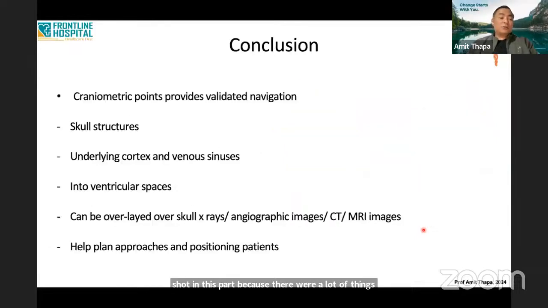So to conclude, craniometric points provide validated navigation using the skull structures to the underlying cortices, venous sinuses, and the ventricular spaces. And these are very easily overlaid over skull X-rays, angiography images, CT, and MRIs. So nowadays we can even read the MRI and CT scans and use these craniometric points over the gyri and sulci underneath. This can also help to plan approaches and position the patient before we put the patient on the advanced navigation system.